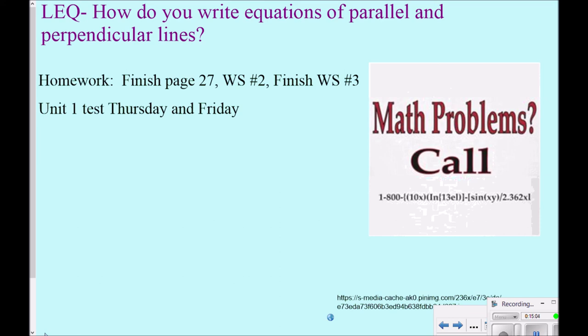Also to let you know, you do have a 2-day test coming up next week on Thursday and Friday, one day being no calculator and the other day being with a calculator. And that's coming up next week on Thursday and Friday.